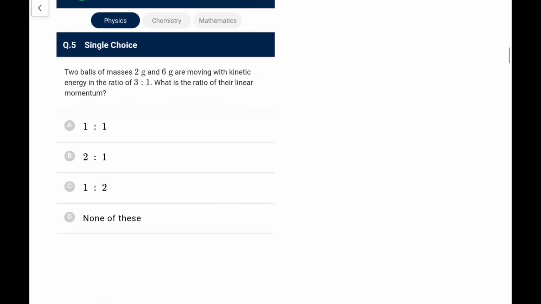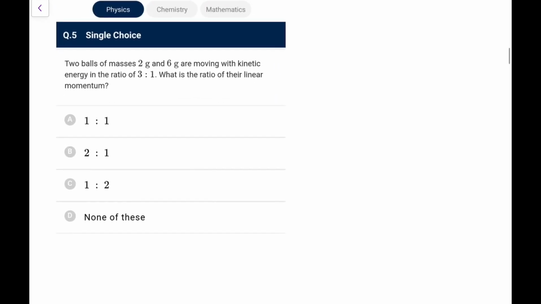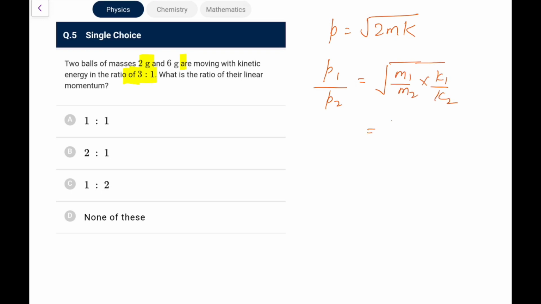Next. Two balls of masses 2 gram and 6 gram are moving with kinetic energy in this ratio. What is the ratio of their momentum? We know P is equal to root 2mK. So the kinetic energy ratio is given. So we can write P1 upon P2 would be equal to root of m1 upon m2 into K1 upon K2. So the ratio of the masses is 1:3, kinetic energy is 3:1. So this ratio would be 1:1 for you. So it would be option A.